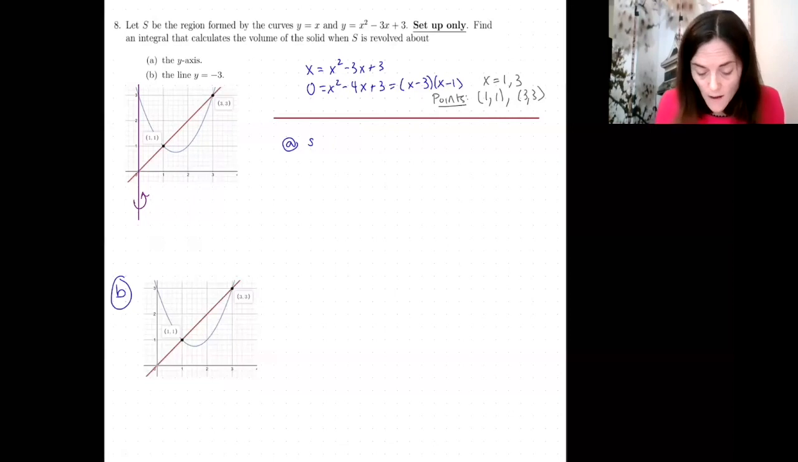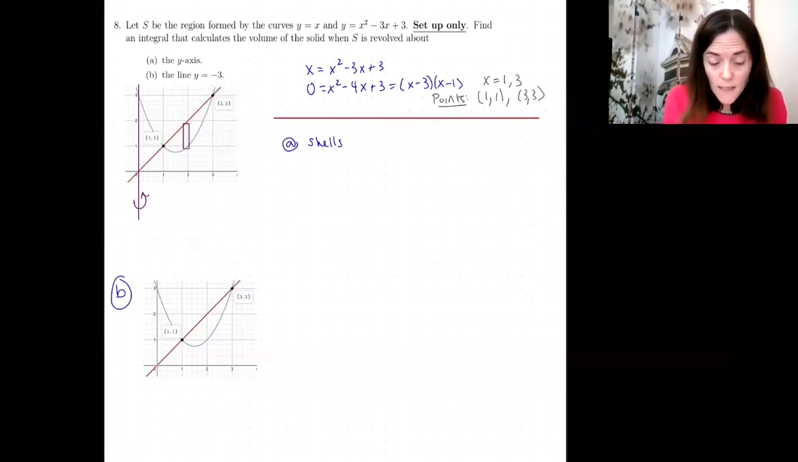With the method of cylindrical shells, we integrate where the representative rectangle is parallel to the axis of revolution. If I draw something like that here, my representative rectangle will be something like this, which has thickness delta x. And so I will have shells with respect to x, okay?